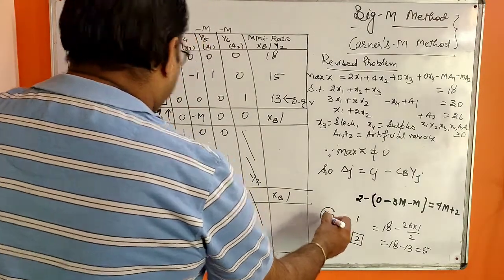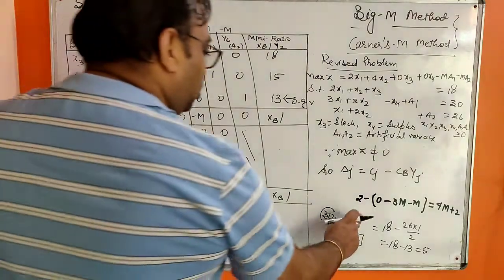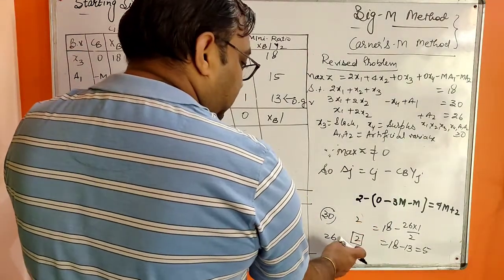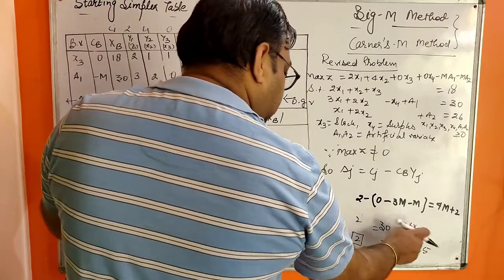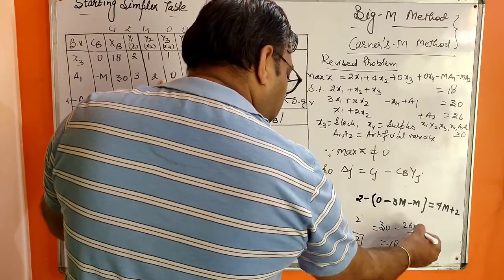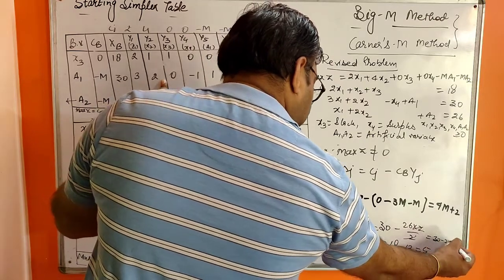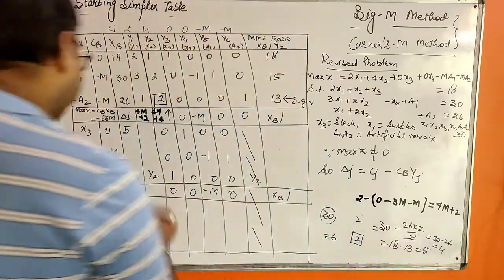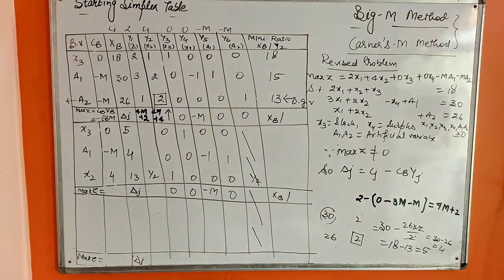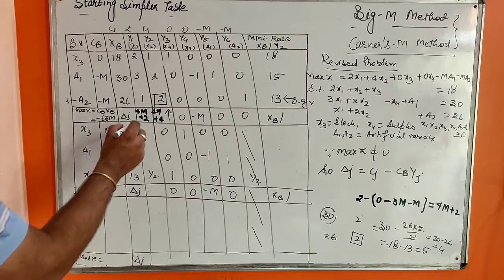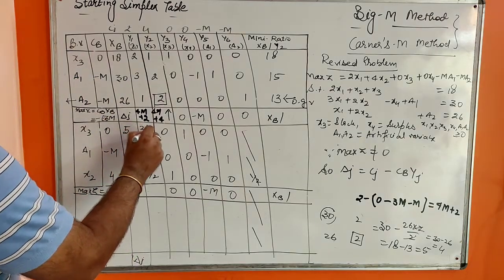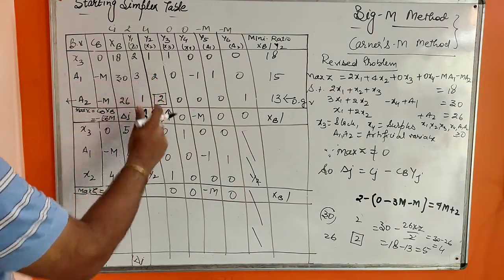So this is 30. What is in front of this? 2. This remains as it is. So this will be 30 minus 26 into 2 upon 2. So 30 minus 26, that is 4. Similarly, for this 2, so 2 minus 1 by 2, that is 3 by 2. 3 minus 1, that is 2.